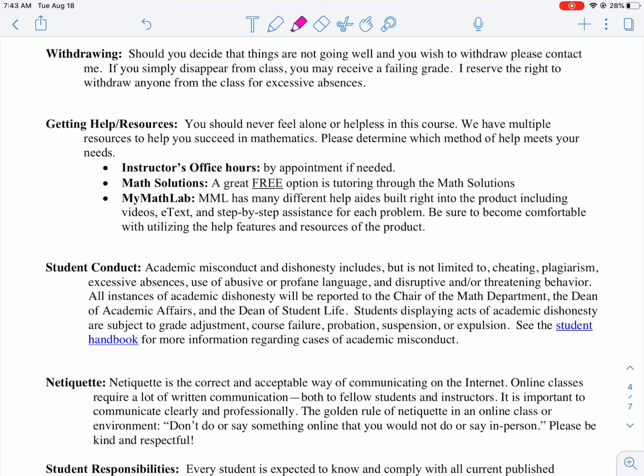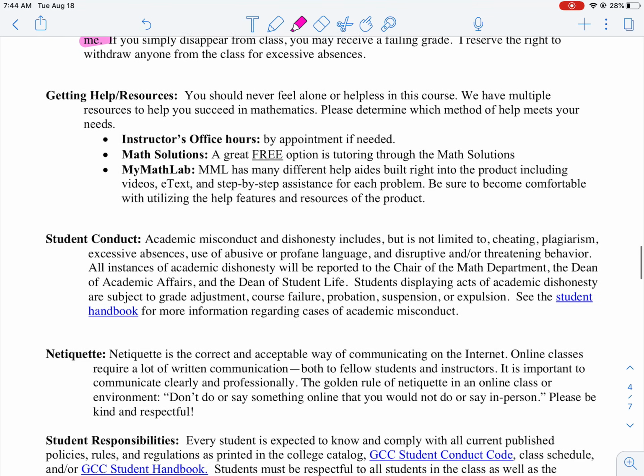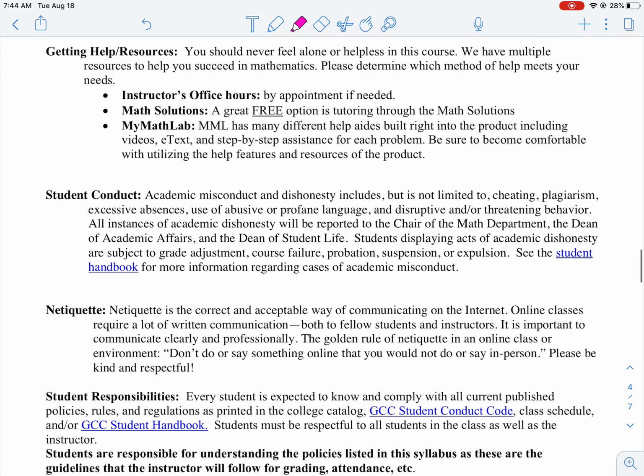If you are struggling in the class or need to withdraw for any reason, please contact me so that we can decide the best route. There are different options for that, and depending on your financial aid or your student status, you might want one way versus the other. So please make sure that you let me know if you do not want to continue on with the course. I reserve the right to withdraw anyone from class for excessive absences. So if I see that you're not participating, you could get withdrawn from the class for inactivity.